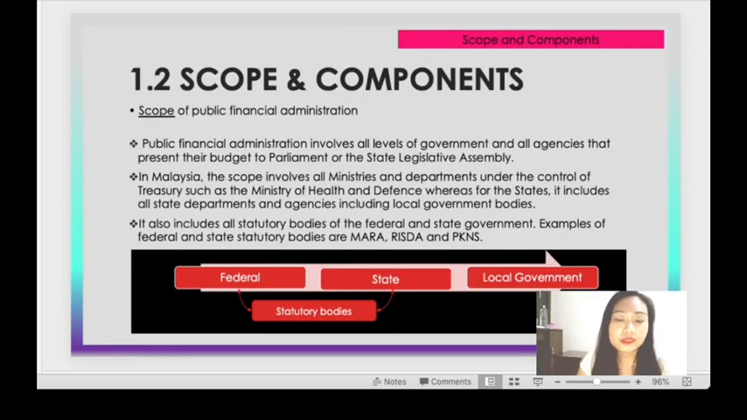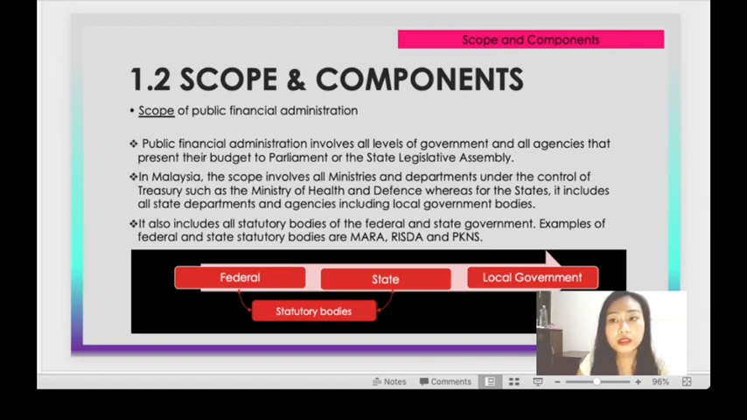So what is actually scope and components of PFA? Okay, what is the definition of scope? Scope is the extent to which something is being covered. In terms of PFA, it involves all the federal and state bodies, as you can see from the chart in the slide. Okay, this one is obvious, right? It involves all types of bodies, the federal, state, and also the small bodies inside the government.